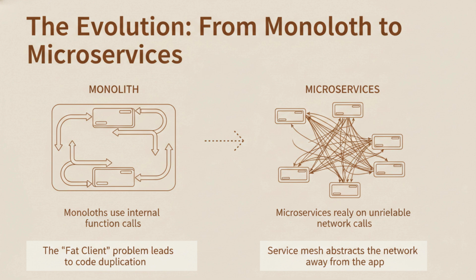The service mesh solves this by offloading these networking responsibilities into a separate layer, allowing developers to focus solely on business logic rather than the plumbing of the network. It's the logical evolution of distributed systems architecture.